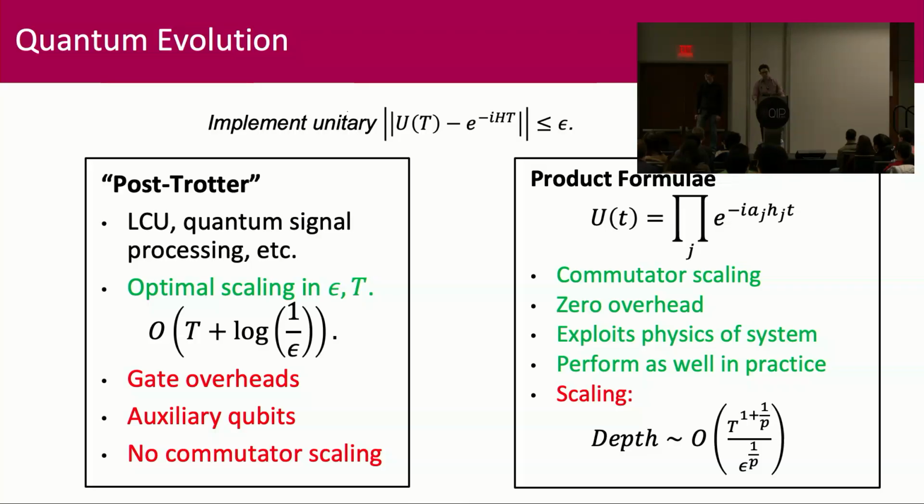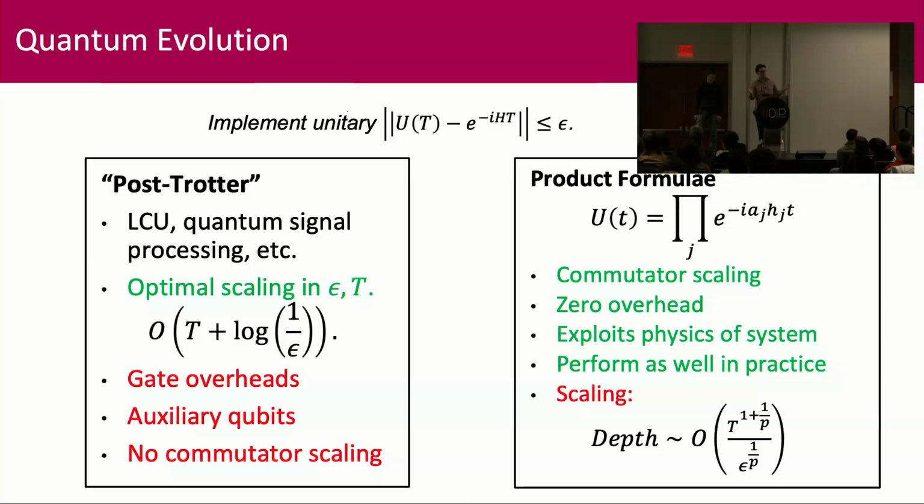On the other hand, product formulae have a lot of very nice properties which are implicit in their construction. As we heard earlier, they achieve commutator scaling in the norms of the Hamiltonians. They don't have any inherent qubit or gate overhead in some sense. And they often conveniently exploit the system's inherent physics, the entanglement structure, as we heard earlier, but also the Lieb-Robinson bounds on locality. And as I've just mentioned, they often perform very well in practice. This is despite the fact that they have less than optimal circuit depths.